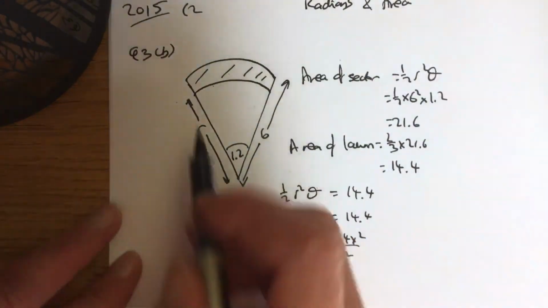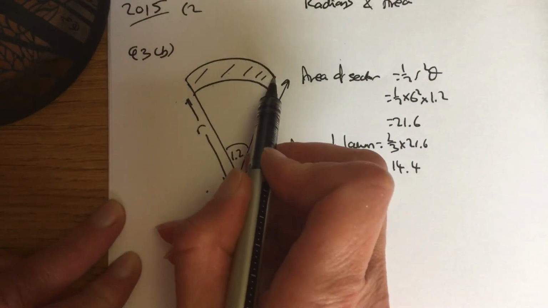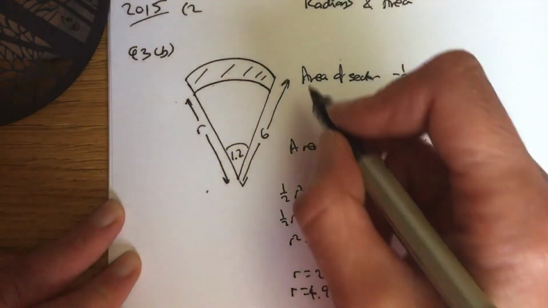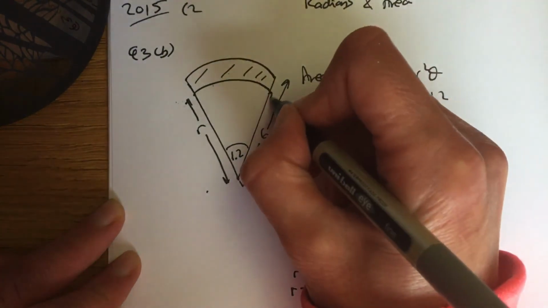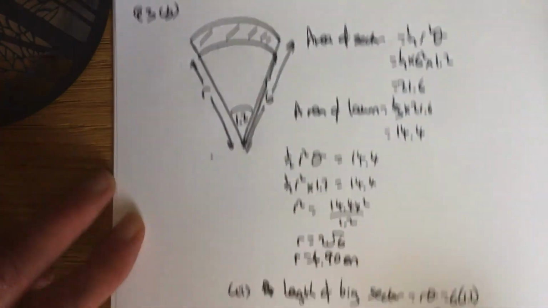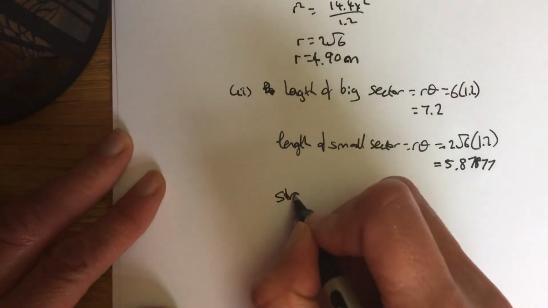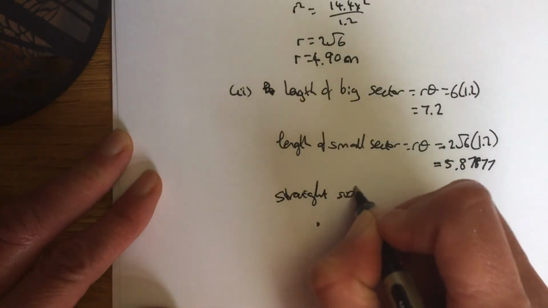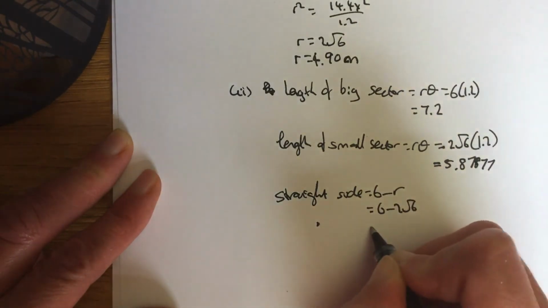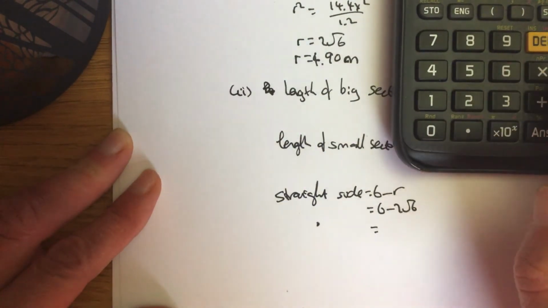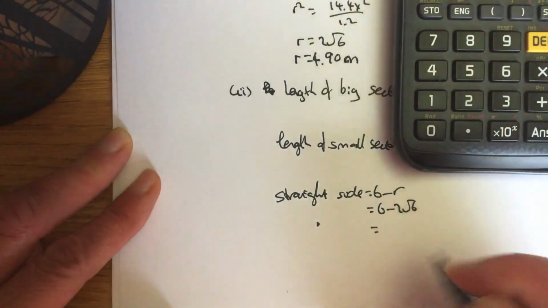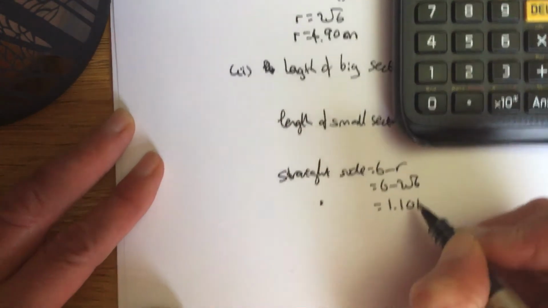Now, I want to get the perimeter. So at the minute, I have this bit here worked out, this bit, but I don't have these 2 sides. But if you look at it, that whole side is 6, this whole side is r. So those straight sides is going to be 6 minus r. So a straight side equals 6 minus r. So 6 minus 2√6. So one of my straight sides is 6 minus 2√6. Again, keeping your work as accurate as you can, giving me an answer of 1.101.